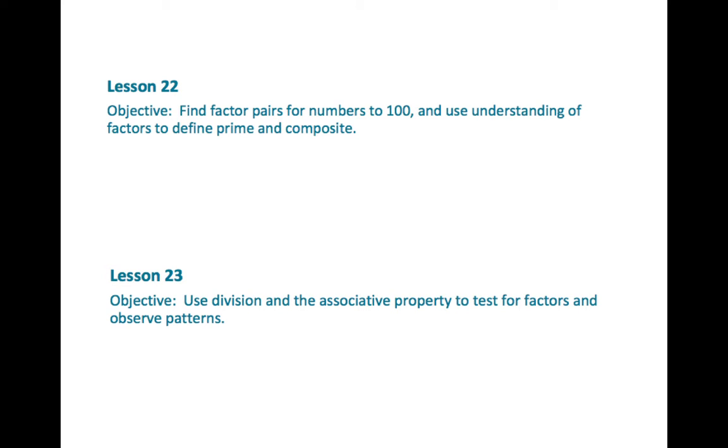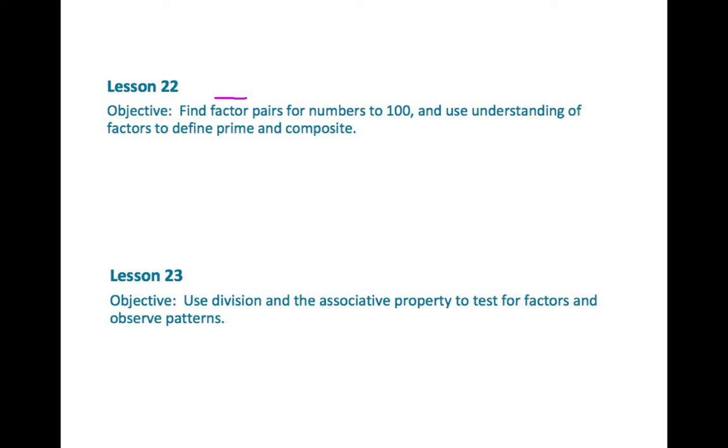Today we're going to be completing lessons 22 and 23. Our learning goal for lesson 22 is to find factor pairs for numbers to 100 and use understanding of factors to define prime and composite. Now we have some important math vocabulary in this learning goal that we need to define.